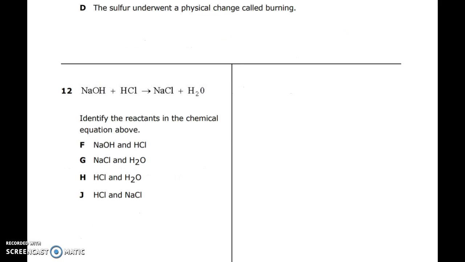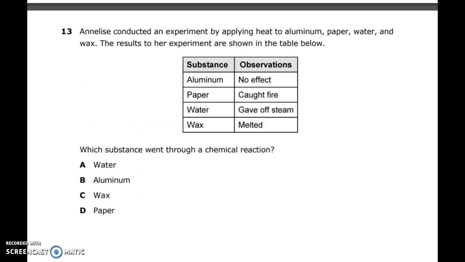12. Identify the reactants in the chemical equation above. 13. Annalise conducted an experiment by applying heat to aluminum, paper, water, and wax. The results to her experiment are shown below in the table. Aluminum, no effect. Paper, caught fire. Water, gave off steam. Wax, melted.